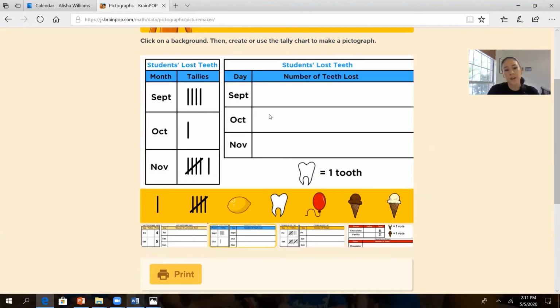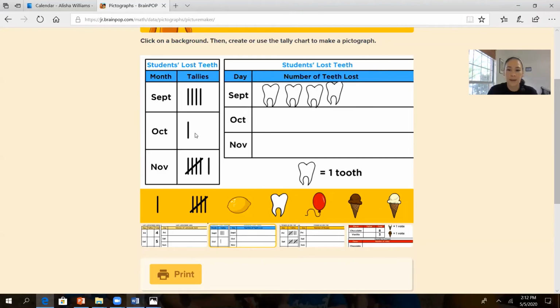So if we look at this graph, here's the data they collected using tally marks. So remember, there's the title, students' lost teeth. Then it shows the choices, September, October, November, and the tallies, how much. So each tooth, if you look at the key, equals 1. So on September, let's count the tally marks. 1, 2, 3, 4 teeth.